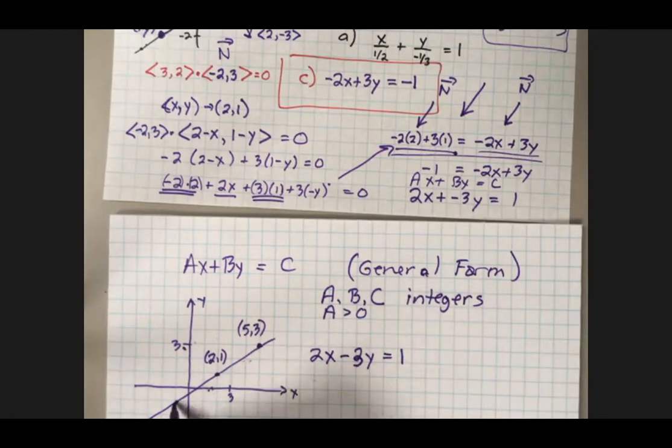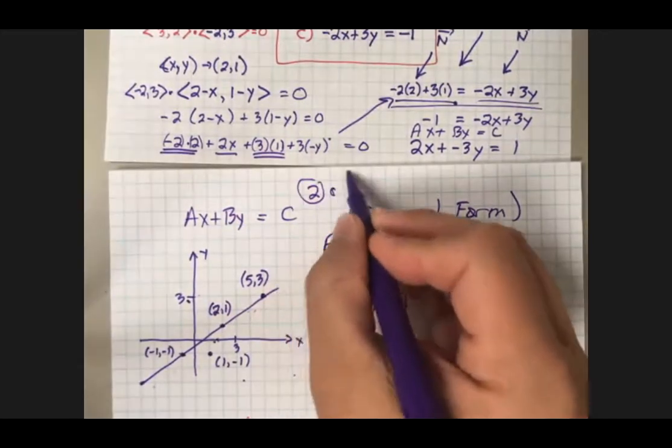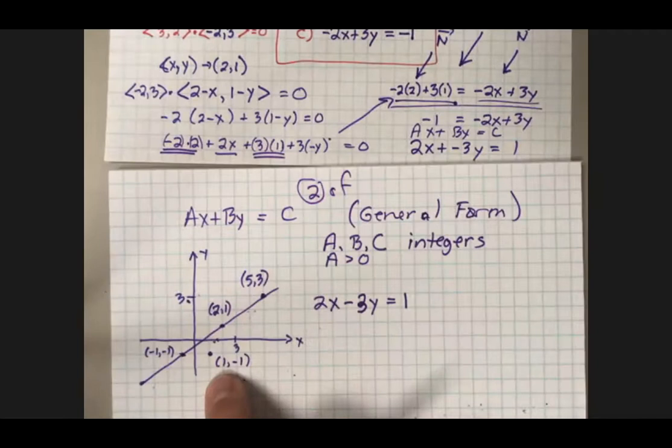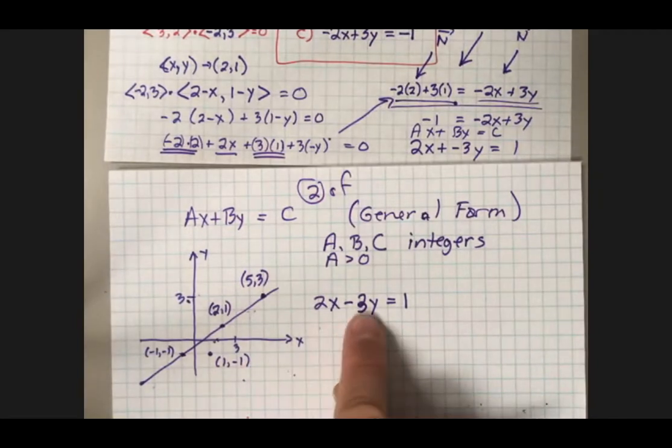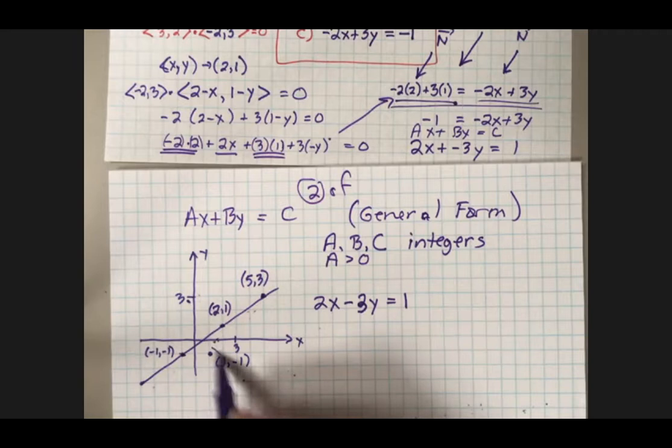Yes. Even down here, minus 1, comma minus 1. Does that point belong on the line? Yes or no? Negative 2 plus 3 is 1. Yes. How about this point? 1 and minus 1. Does that point belong on the line? Well, no one can lie to you, because if you test this point, you get 2 plus 3 is 5, not 1. So this point does not belong on that line.